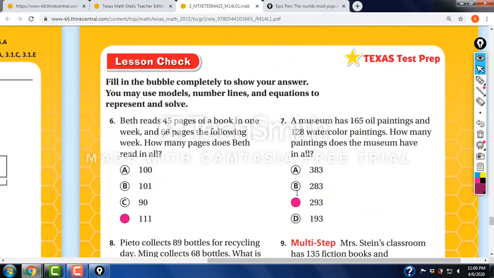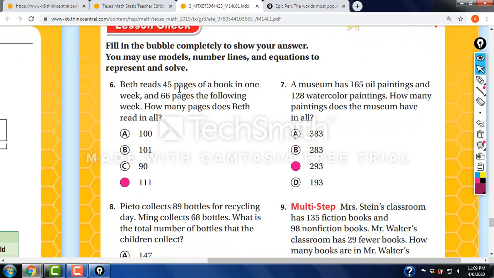The next one, again, you're going to have different models to use, so hopefully you used something that's familiar to you. Beth reads 45 pages of a book in 1 week and 66 pages the following week. How many pages does Beth read in all? Again, you add those two. Next one: the museum has 165 oil paintings and 128 watercolor paintings. How many paintings does the museum have in all? Here's your in all, so you're adding these two right here. The answer is 293.